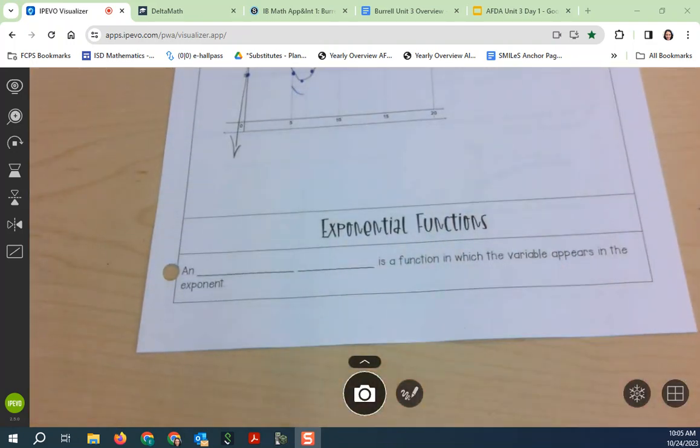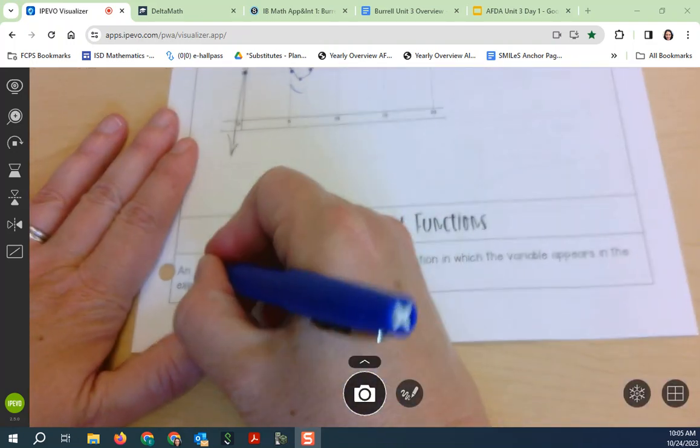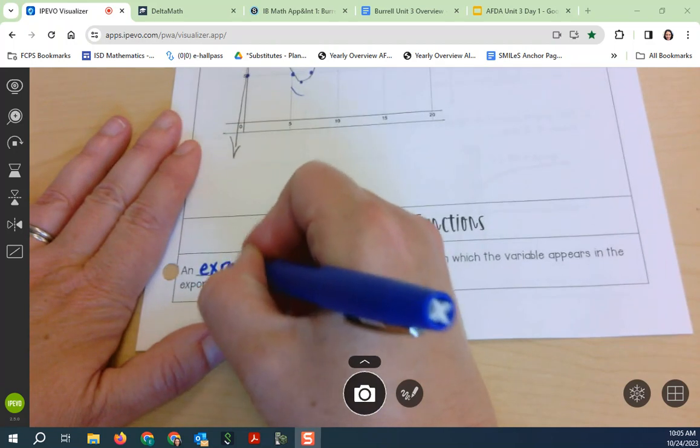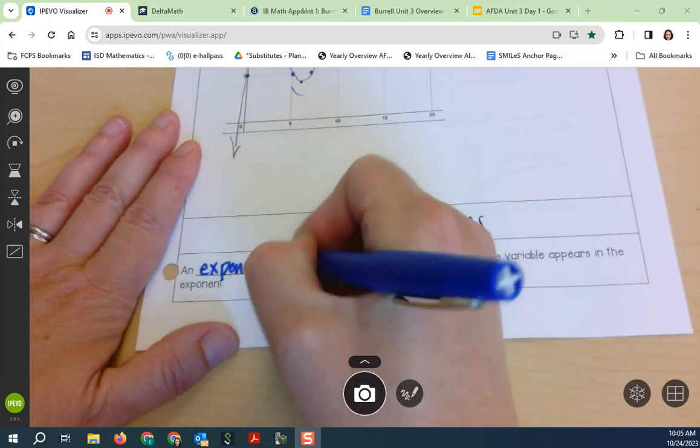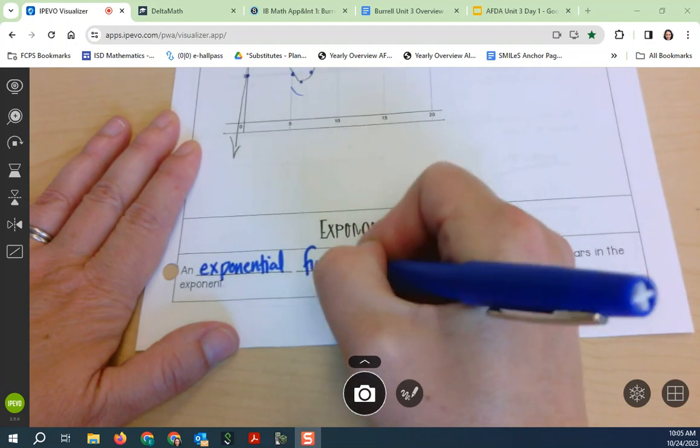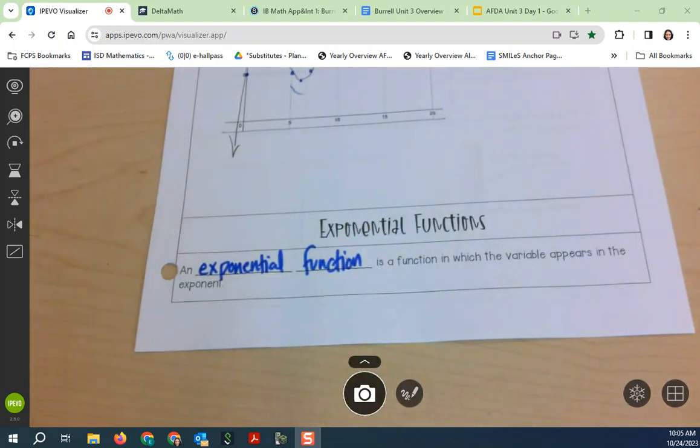All right, exponential function. An exponential function, that's a surprise. An exponential function is a function in which the variable appears in the exponent. So for example, 2 to the x, that's exponential. X to the 2 is not exponential. What would x to the 2 be?